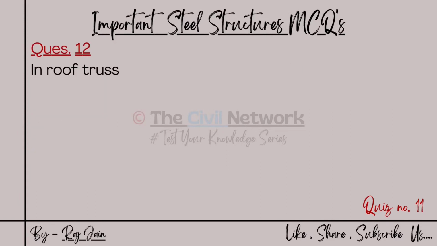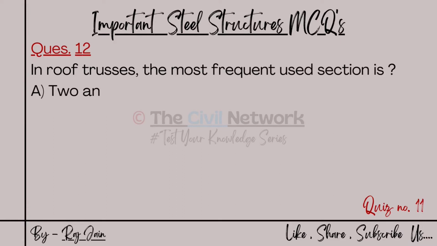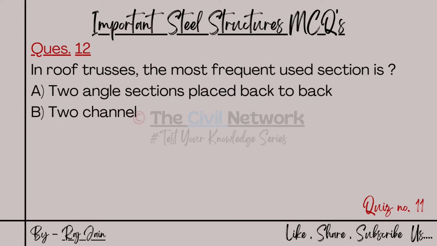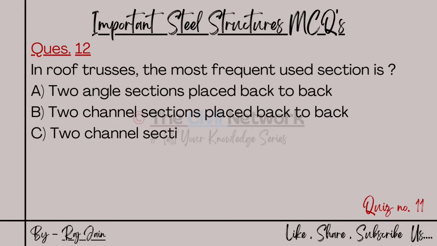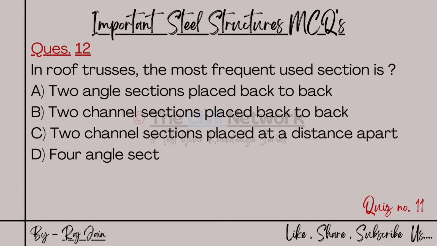Question number 12. In roof trusses, the most frequent used section is. Correct answer is two angle section placed back to back.